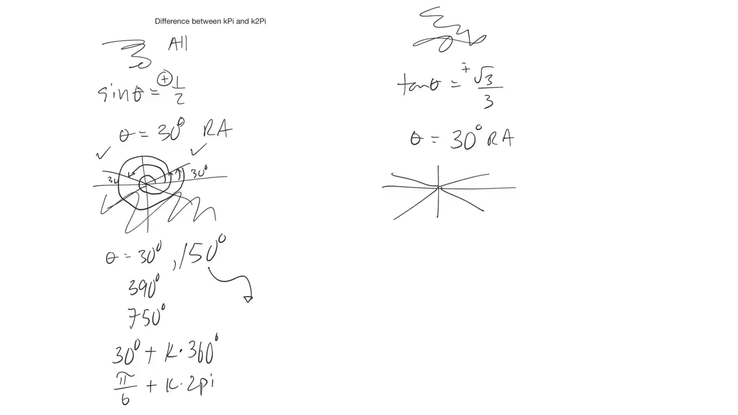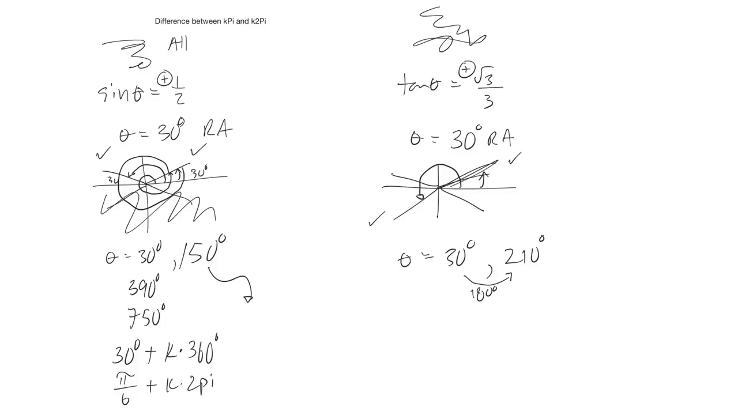Because tangent is positive, then it can only happen in this quadrant up here. Tan's positive there, and tan's positive there. Okay, so here's my 30 degrees. That's one of my solutions. And my other solution is this one over here, which is 180 plus 30, or 210. Now it turns out the difference between these two is 180 degrees.